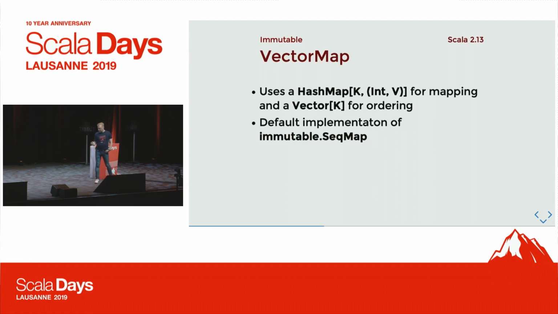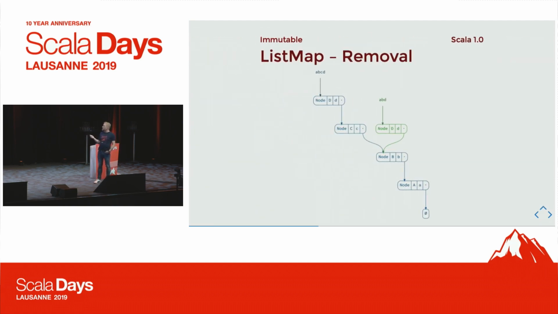So that's list. This is list maps. It's quite good in those cases, unless you want to remove something close to the start of the list, then you're going to have to reconstruct the list all the way up.